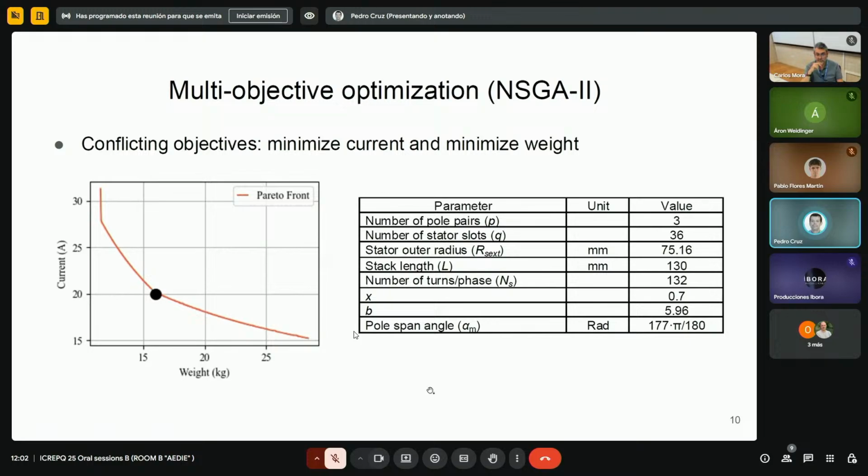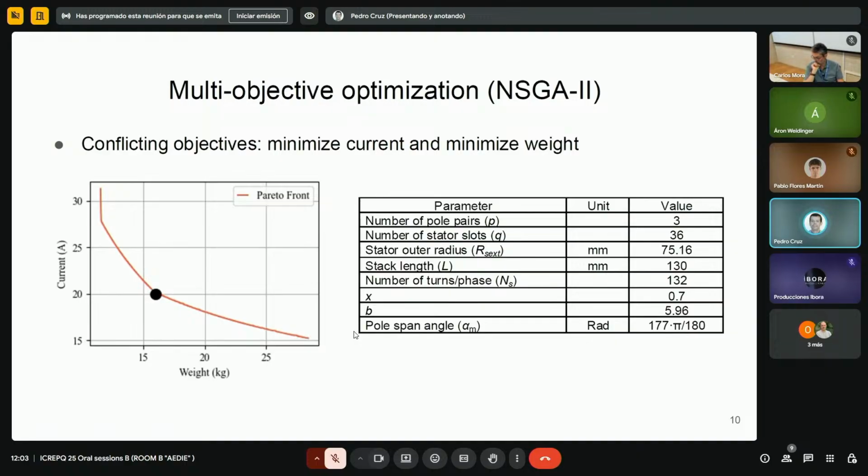For the multi-objective optimization, we have to minimize the current and the weight, but they are conflicting objectives. We cannot minimize the current and also minimize the weight. So we don't have a single resultant value, but we have a Pareto front, a set of solutions where none of them is the best solution, but we have a set.